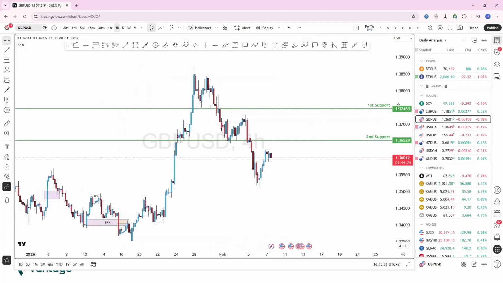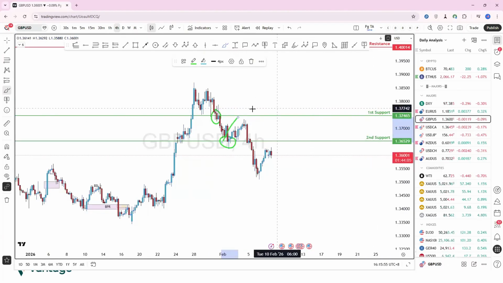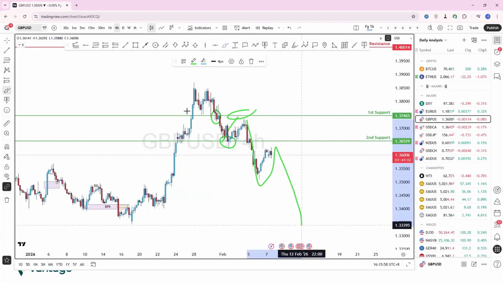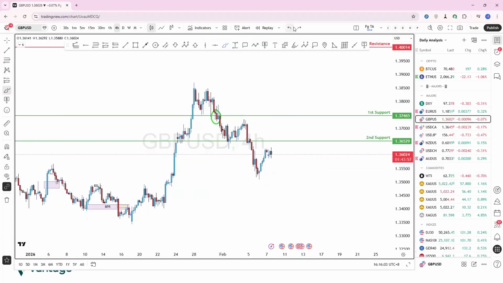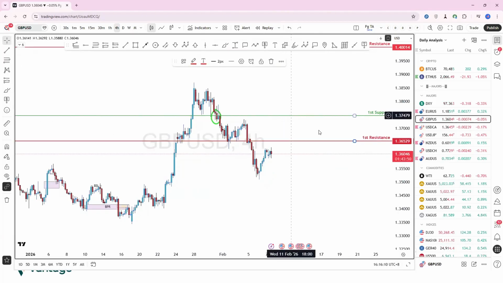GBP. You see that? This was my kind of support level, pullback, right? See here, pullback to support, broke my support. I think this one broke out my support level. First break, respected the second support level, and pulled back again from the support to resistance and continued. So right now we see the structure printing a lower low, lower high. Okay, so we just update the level, first, second.